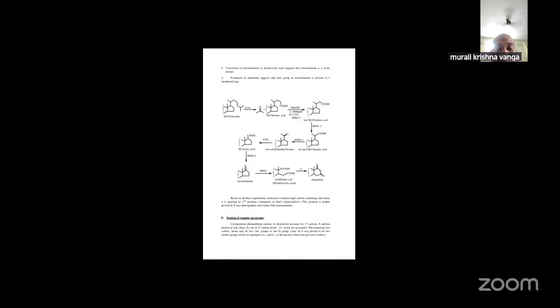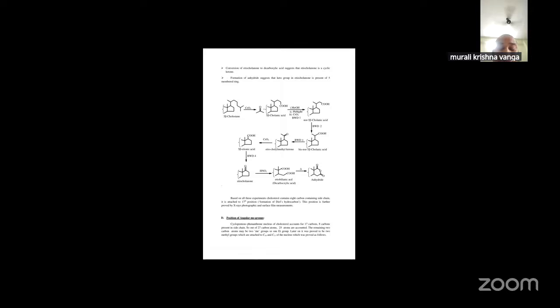So in this compound, the cyclopentano ring, 17 carbon atoms are present, and here we are getting 7 carbon atoms. 17 plus 7, only 25 carbon atoms are present, but the molecular formula of cholesterol indicates 27. That means 27 minus 25, two carbon atoms are there.